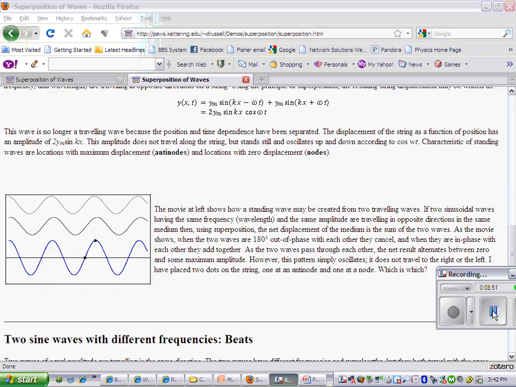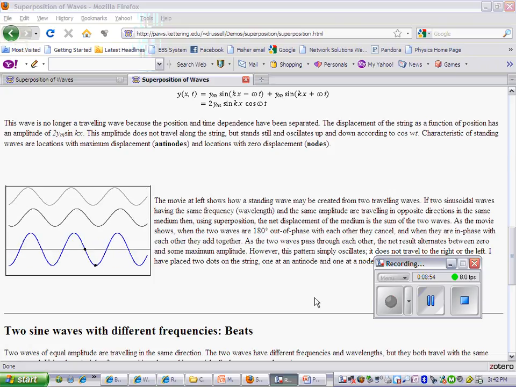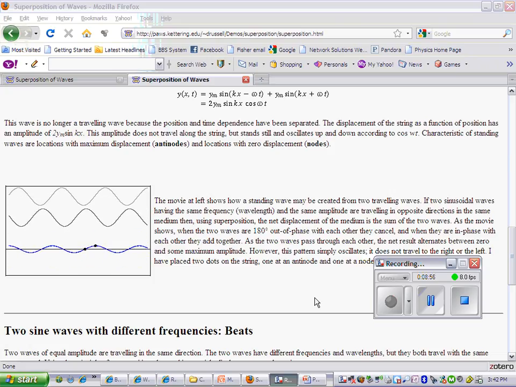So this concludes the chapter 16.1. This will be chapter 16.1a lesson.